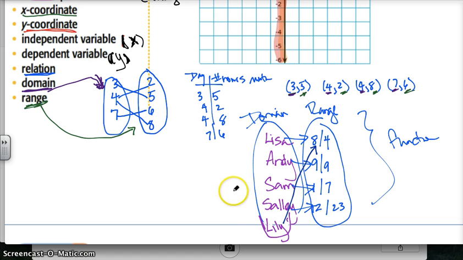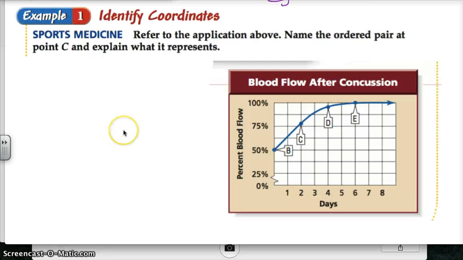Woo, that was a long discussion. Let's try to get a couple examples in. I think this is going to be a two-part video. Let's check out example one. Okay, so here we have identifying coordinates. This should be right on point with you.